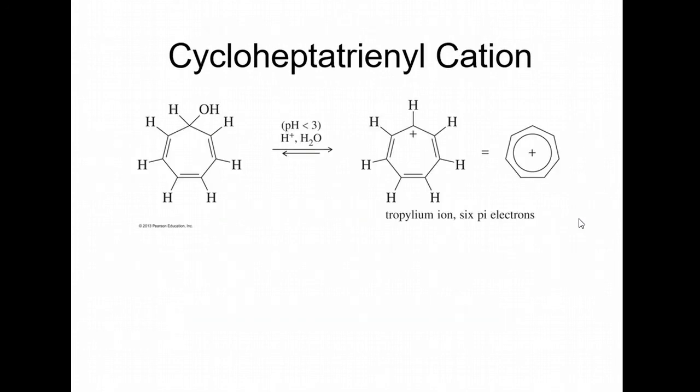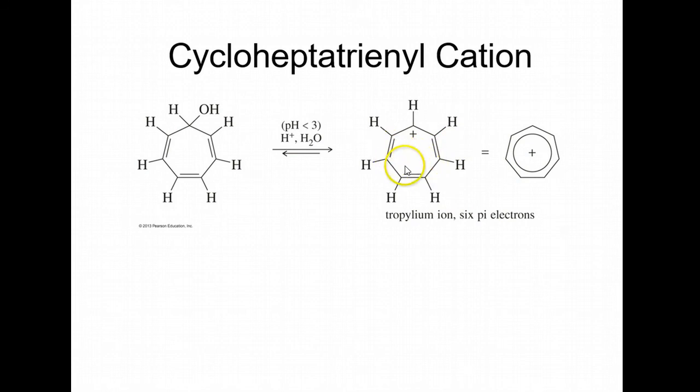Then you can get to a 7-membered ring, cycloheptatrienyl compounds. What do you think? Do you think this is stable? Do you think this will form? If you take this alcohol, add acid to it, will this compound form? Take a second to think about it. The answer is yes, because this compound is aromatic.